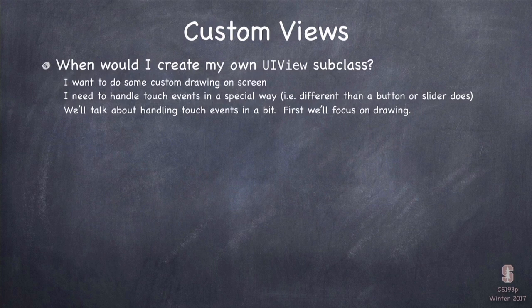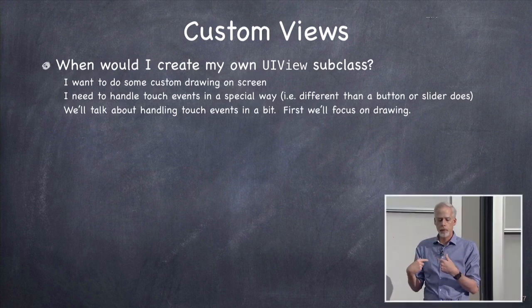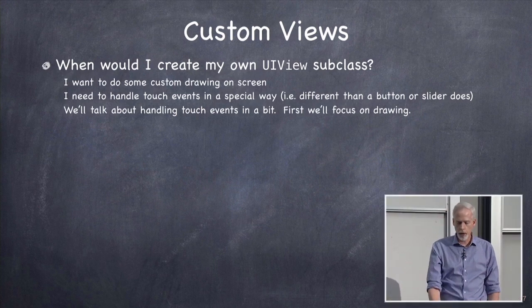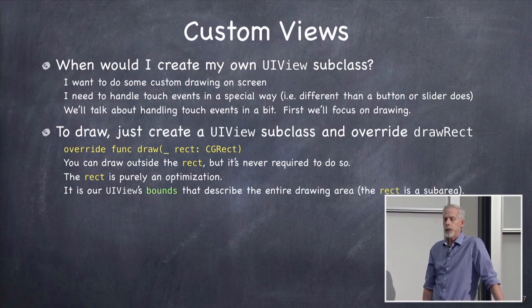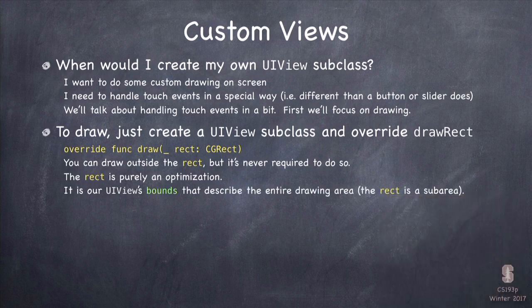Custom view. So why do I ever need a custom view? Either I need to do custom drawing or I need to do custom multi-touch input. Those are the reasons you're going to create a custom view. We're going to focus on the drawing, and the drawing is very, very simple. There's this one method called draw, and it takes one argument, which is a rect. For historical reasons, we sometimes call it drawRect, but it's not actually called drawRect anymore. It's called draw, and the argument is called rect.